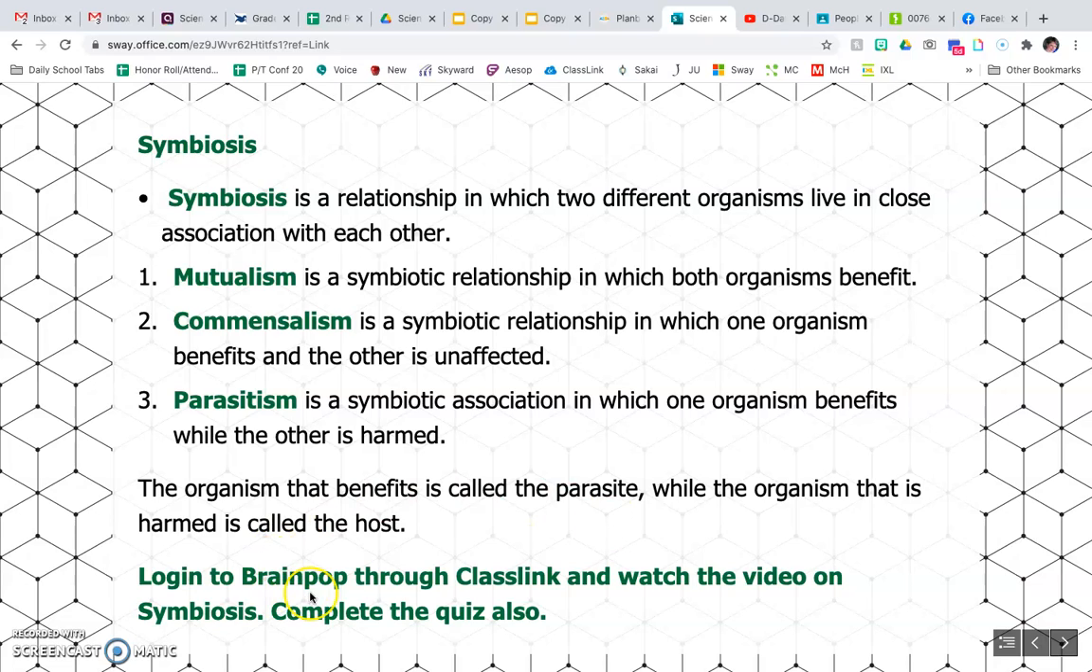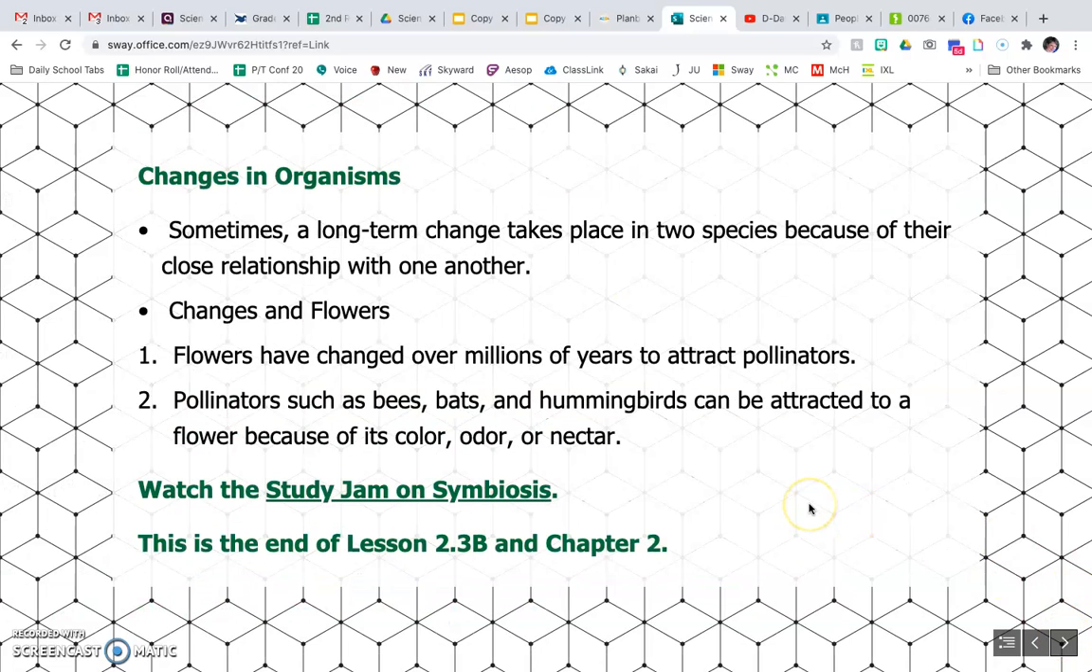But you're going to come back and you're going to log into BrainPop and watch the video on symbiosis and take the quiz as well to help you understand the differences among those three symbiotic relationships. You're also going to come back and watch the study jam.